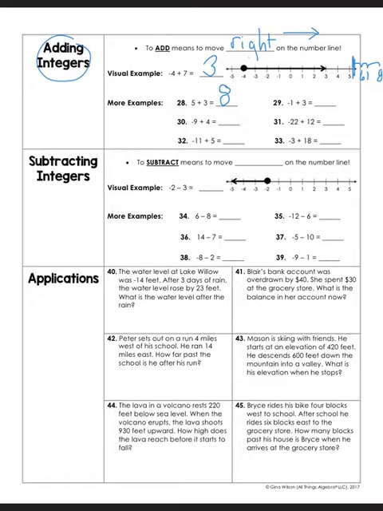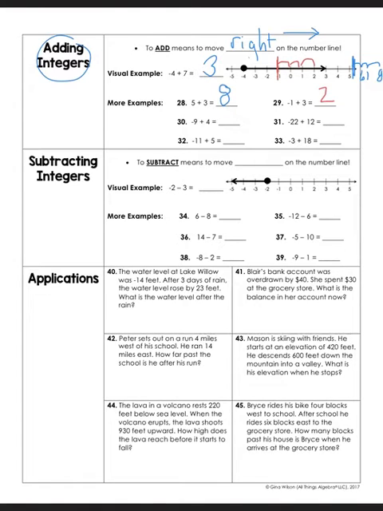Or if we do -1 plus 3, if I start at -1 and I move to the right 3, 1, 2, 3, I get 2. If you'll notice, -1 plus 3 is the same thing as 3 minus 1, right? You don't have to use that, it's just a thing.